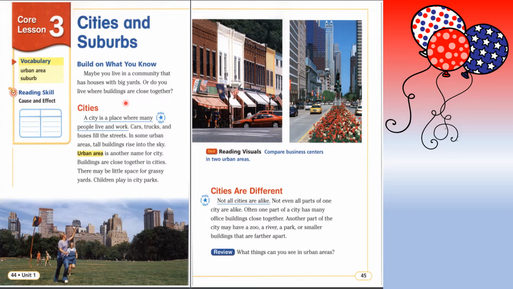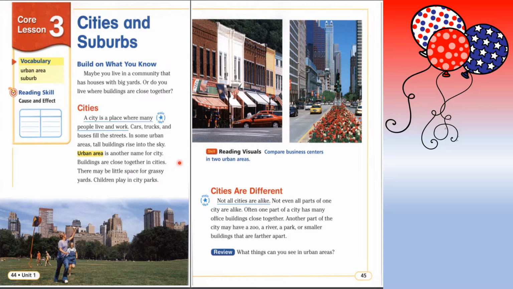Cities. A city is a place where many people live and work. Cars, trucks, and buses fill the streets. In some urban areas, tall buildings rise into the sky. Urban area is another name for a city. Buildings are close together in cities. There may be little space for grassy yards.